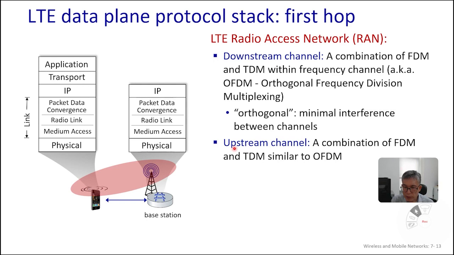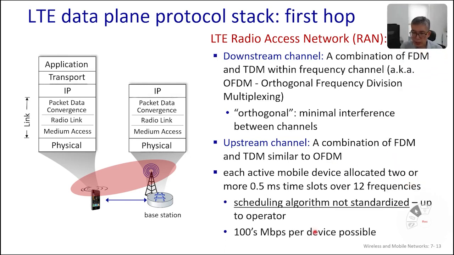On the other hand, the upstream channel, from the UE to the base station, also uses a combination of FDM and TDM, OFDM. Each active mobile device is allocated two or more 0.5 millisecond time slots over 12 frequencies for LTE. The scheduling algorithm is not standardized, it is up to the operator, and 100 Mbps per device is possible.